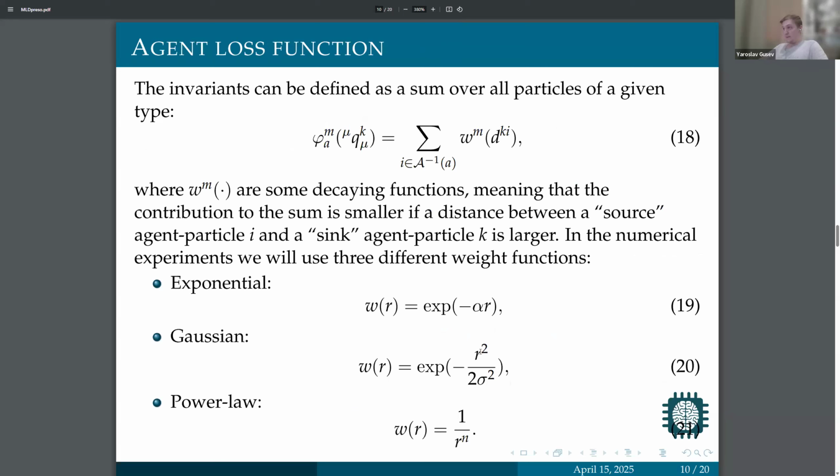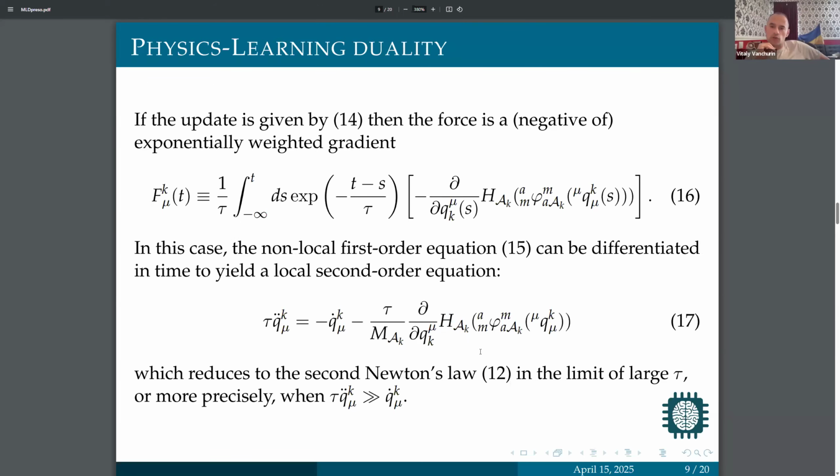Okay, and let's consider. Do you have a question, Vitaly? So there is a separate loss function for each type of agent, each type of particle, right? Yeah, each subcategory. Okay. In general, yes.